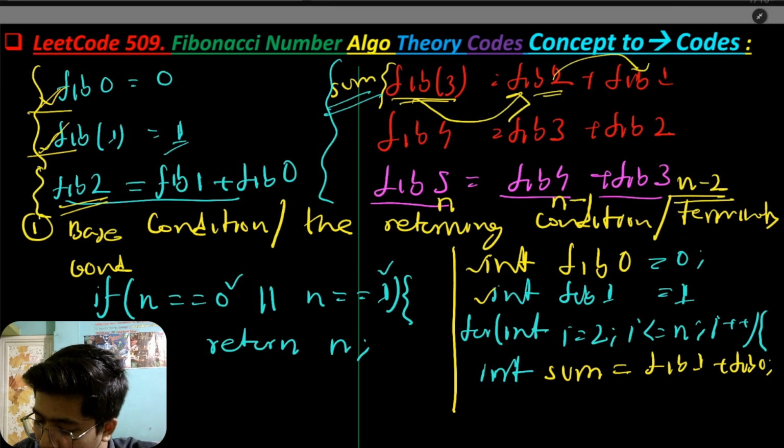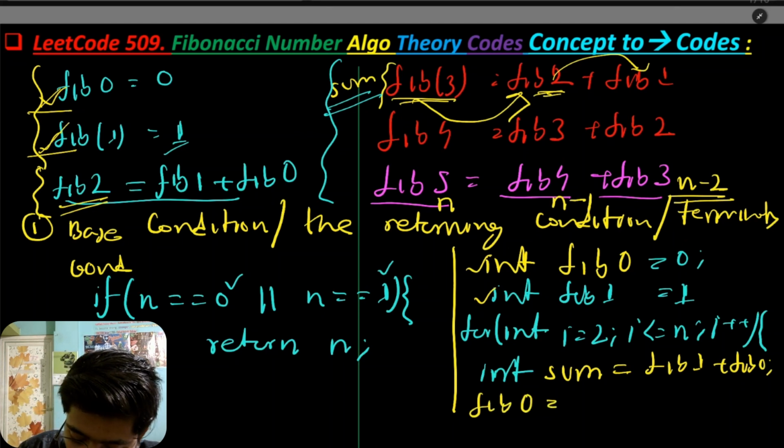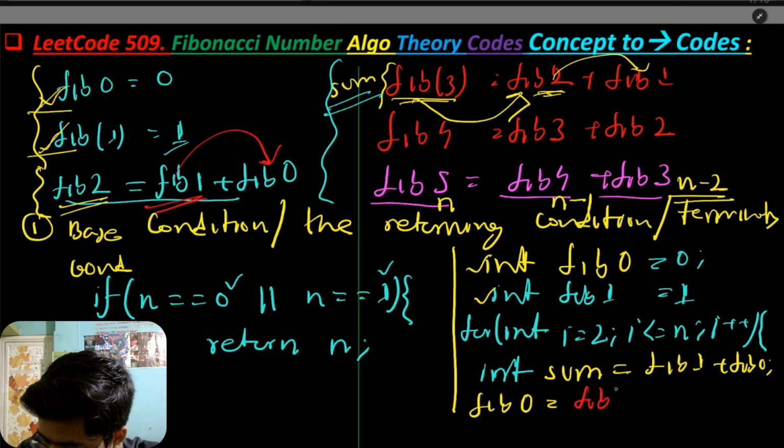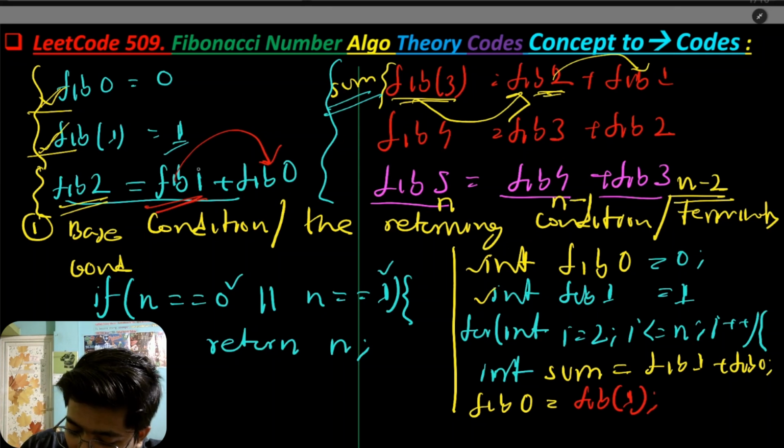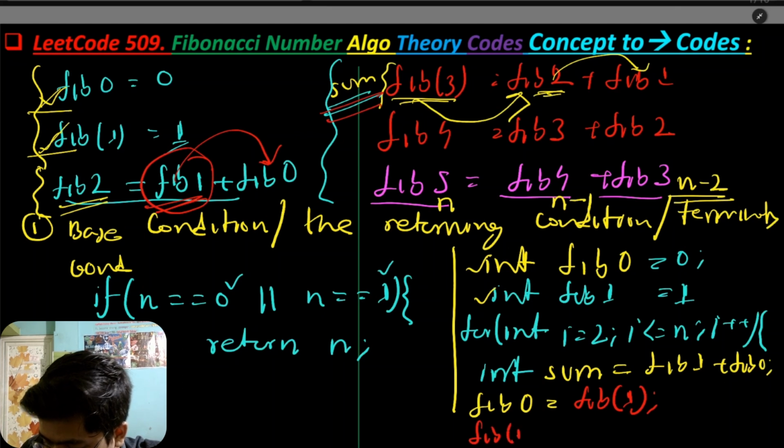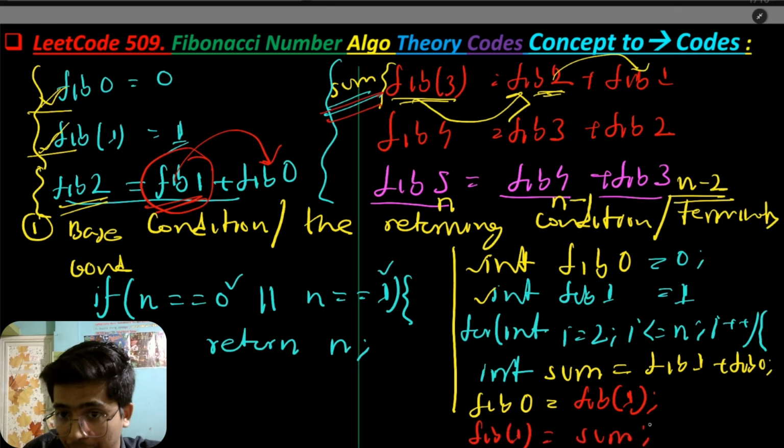Now notice what we have done. We have assigned the fib of 2. First we have assigned, now we have updated the values fib 0, fib 1 and sum. So next, fib 0 is getting updated. That means this 0th value is getting updated with this Fibonacci of 1. So fib 0 equals fib 1. Now in the next step, fib 1 also is getting updated with this sum value. So fib 1 equals sum, so that value is also updated.